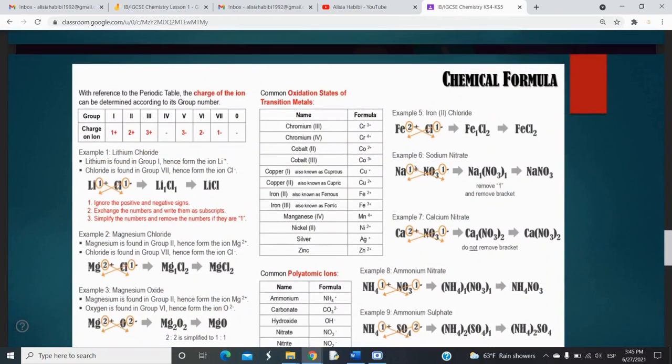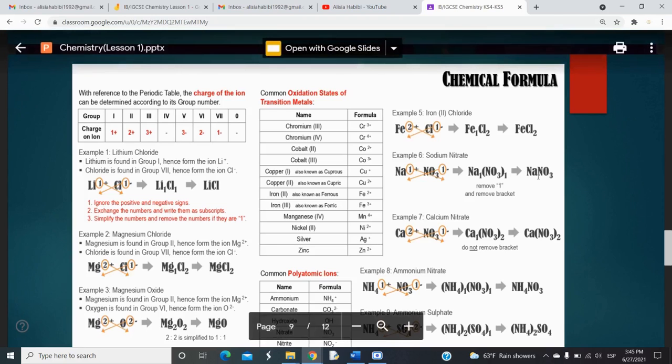So again, it's the same thing even with this kind of chemical name. To derive the chemical formula, you put the charges again at the top. Sodium has +1, and then nitrate has -1. When you exchange these numbers to subscripts, they become 1. Each of them takes the 1 charge, and by convention, we don't write it, so it becomes NaNO3.